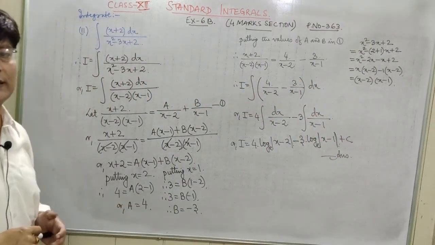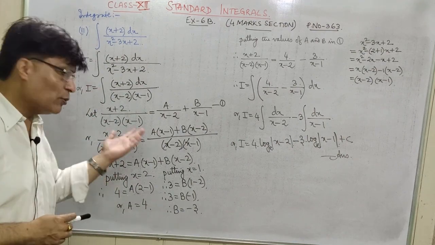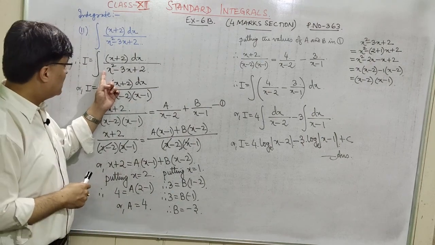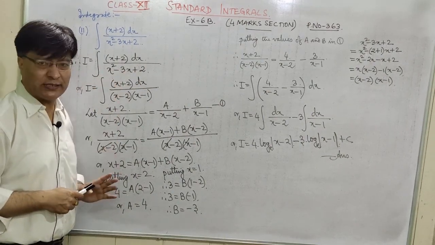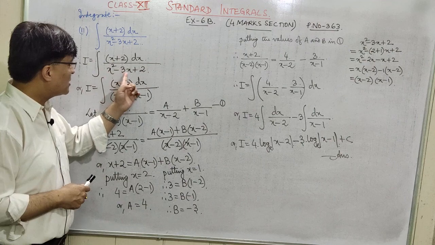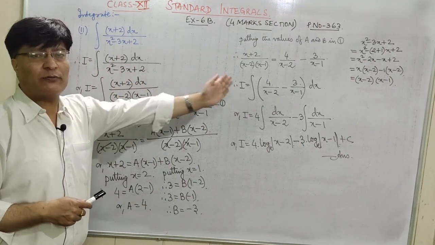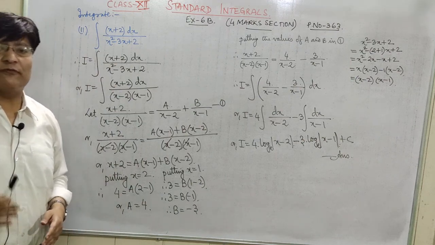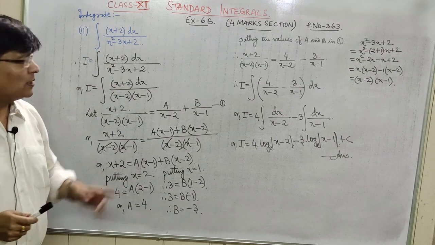So I think you have understood it. You can copy it. Now we'll do the next question. Now suppose this denominator cannot be factorized, you cannot convert it into partial fraction form. So in that case, you should use a different method. Now I'll show that method.